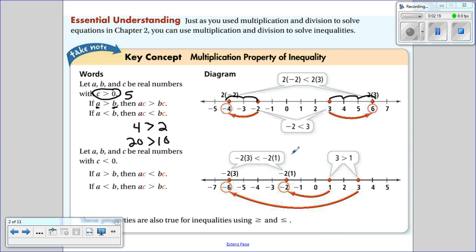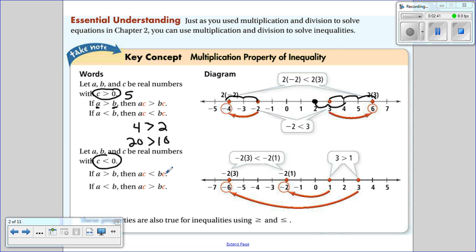Okay? And if we started off with 2 and multiplied it by 2, it wouldn't catch up to the 6, so it would still stay less than. Now the tricky part is when C is less than 0.